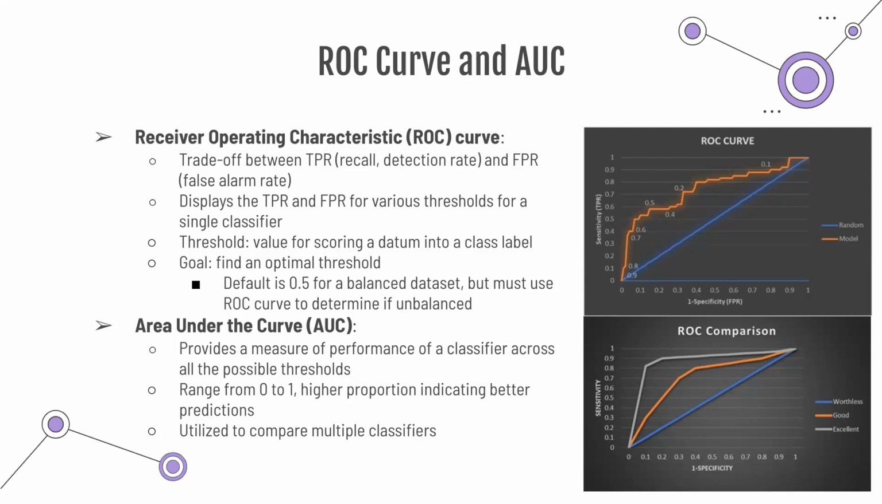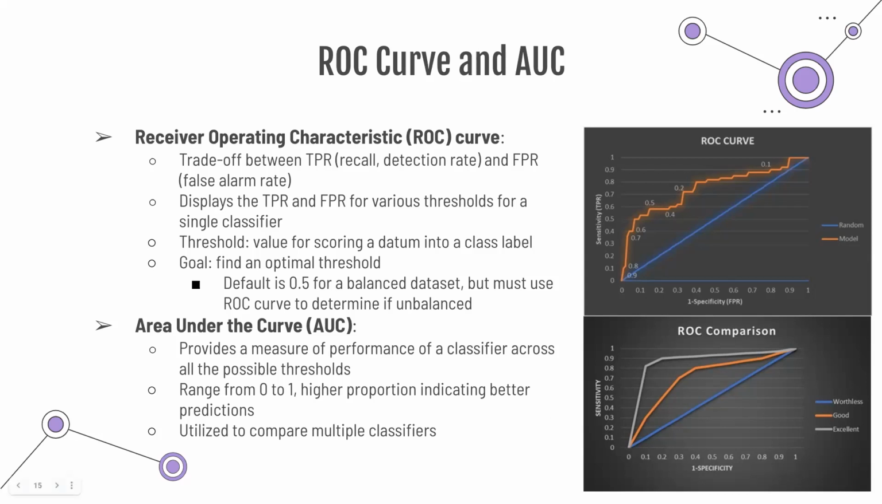Although the default is 0.5 for a balanced data set, you usually do not have a balanced data set because anomalies are very rare. So you would use an ROC curve to determine the optimal threshold for unbalanced data sets. As you can see on this graph here, the diagonal shows a completely random model, so it has the same true positive rate and false positive rate. You would want a more optimal model, and any model that goes towards the top left would be optimal, because you want a higher sensitivity or true positive rate and a lower false positive rate.